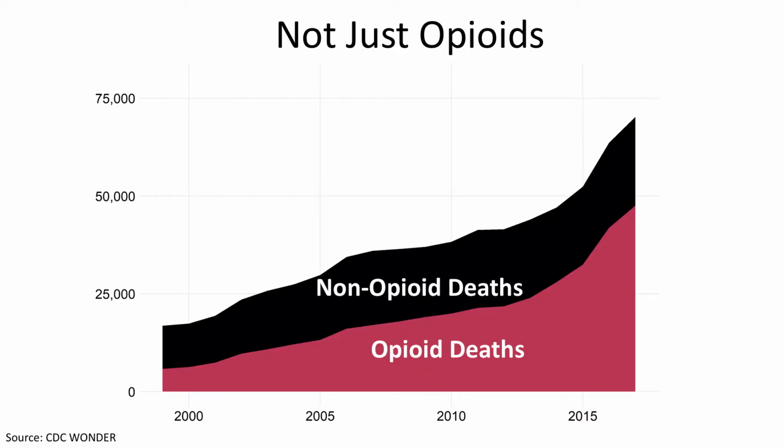We often hear about the opioid crisis, and this comprises 60% of the broader drug epidemic. But researchers and policymakers often overlook the magnitude of deaths from other drugs, which make up the other 40%, which saw an increase from about 11,000 per year to 22,000 per year over this time period.